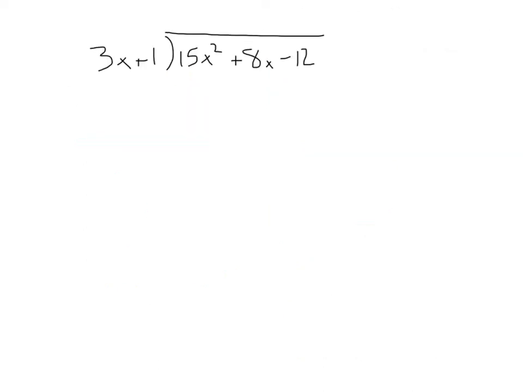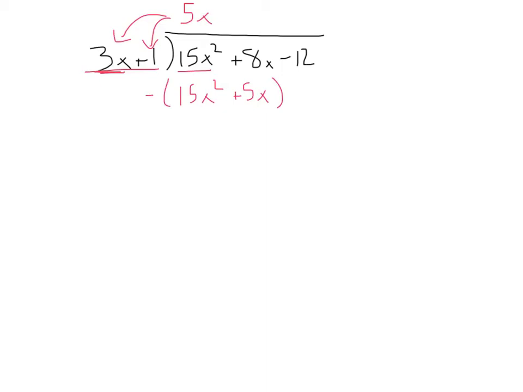Okay, now here I'm looking at another polynomial long division problem. This one's not too much more difficult. The only difficulty here is that my divisor no longer has a leading coefficient of 1. And really, that's no big deal at all. So we're going to start by asking ourselves, what do I need to multiply 3x by in order to get to 15x squared? The answer is I'm multiplying by 5x. And 5x times 3x is 15x squared. And 5x times 1 is 5x.